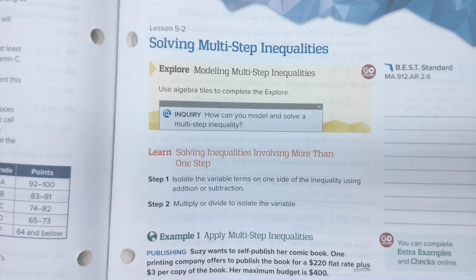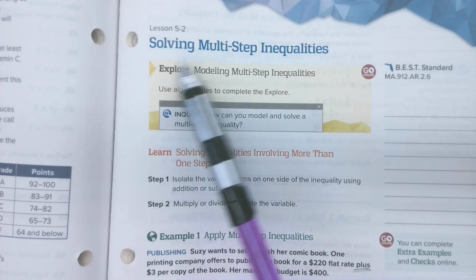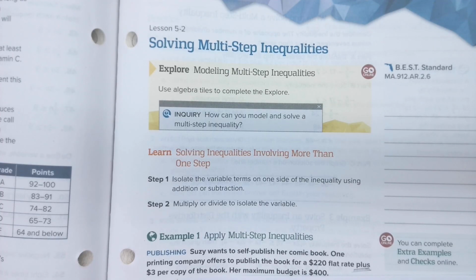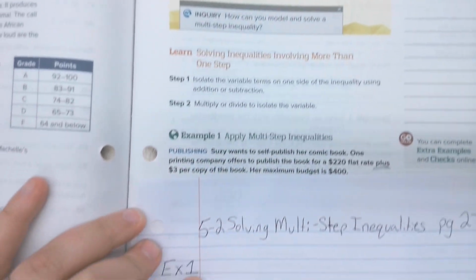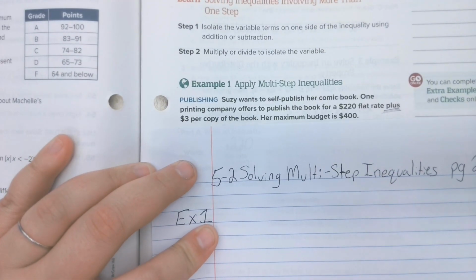Today we're going to be doing 5-2, which is solving multi-step inequalities. Multi-step inequalities just means more than one step. We are on page 271, and we're going to start with example 1.